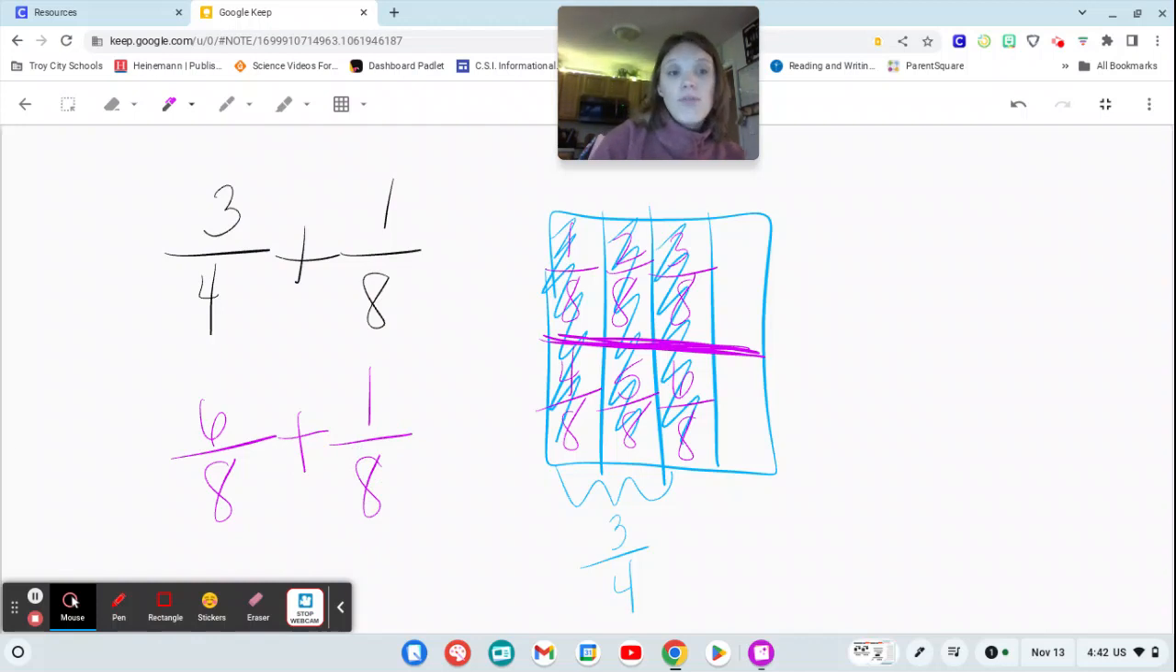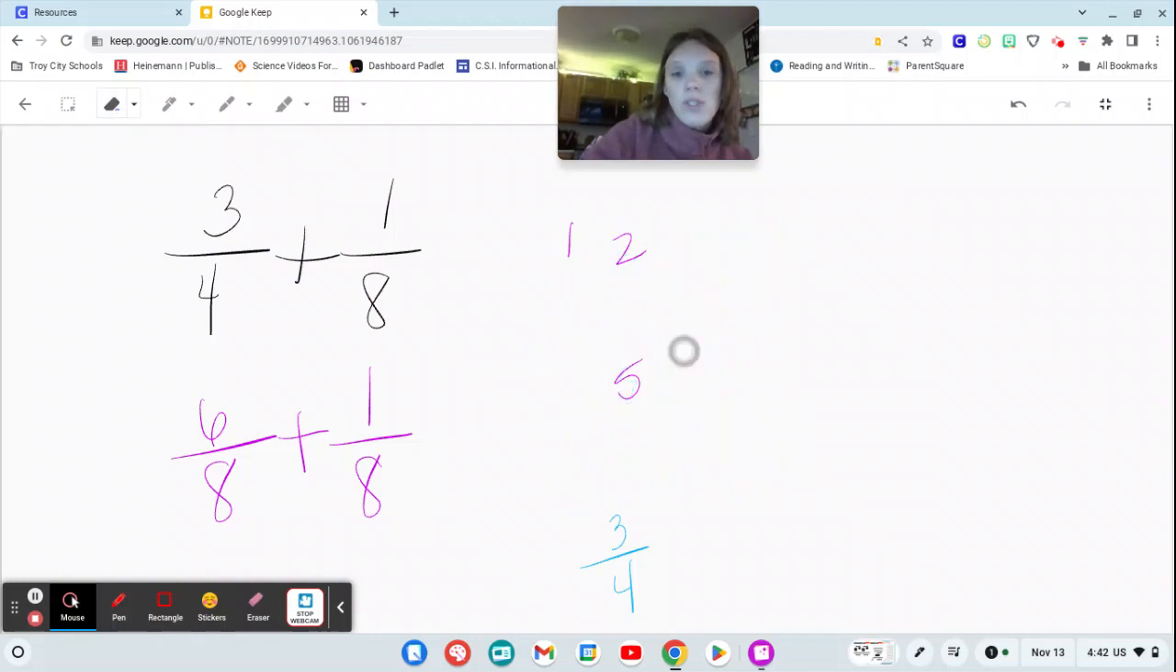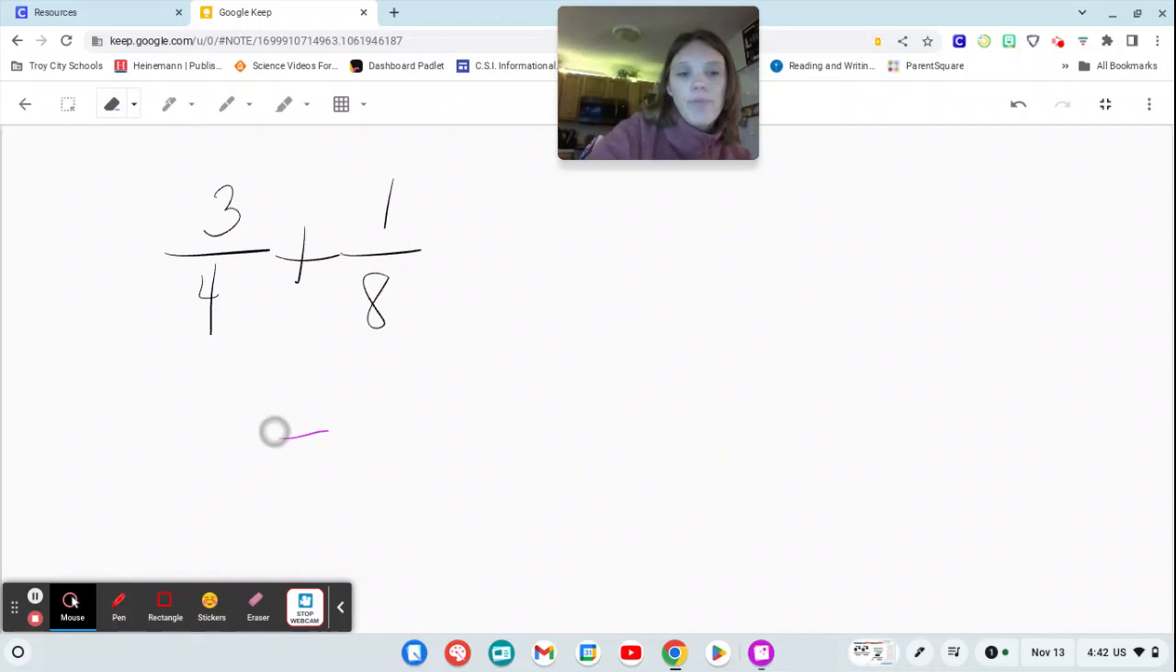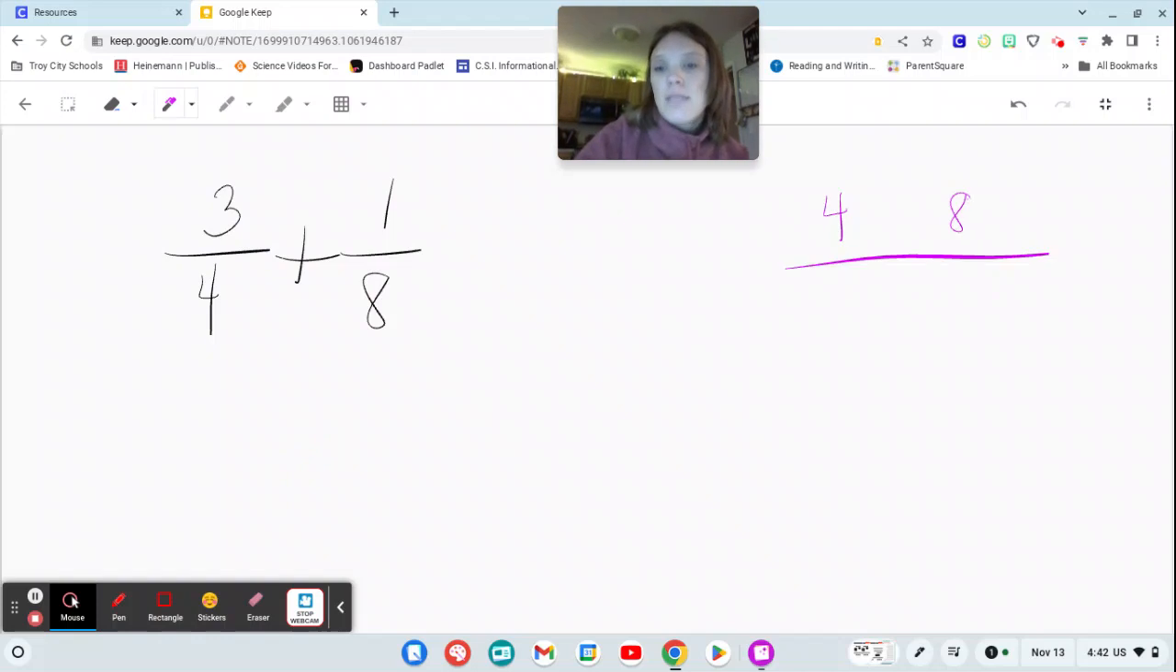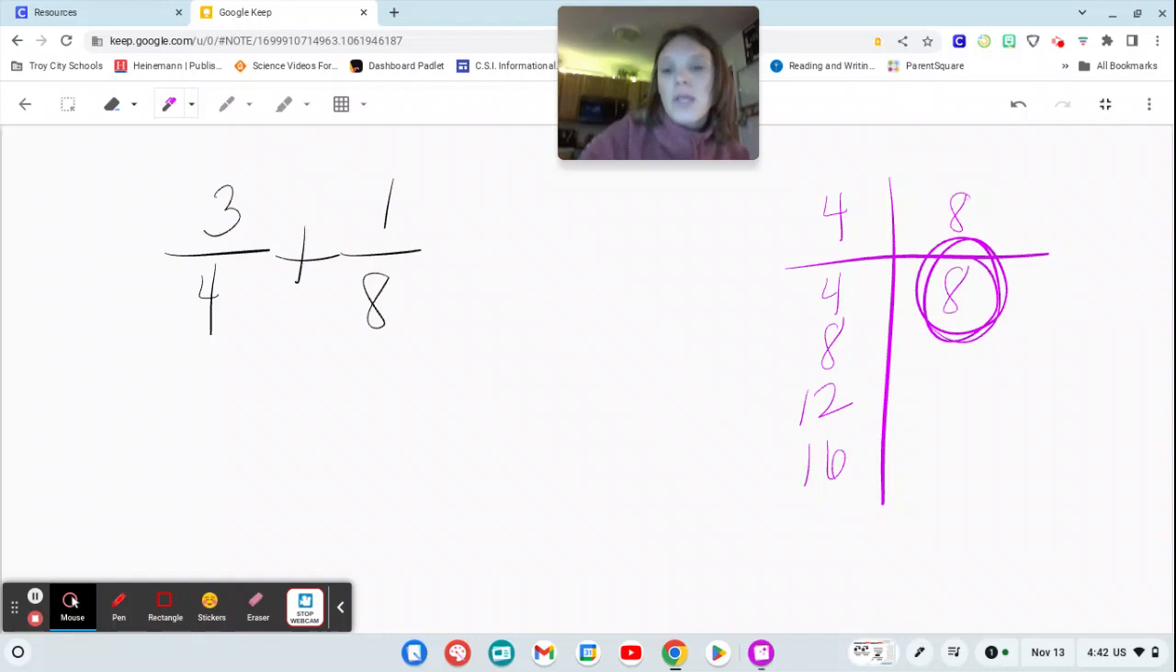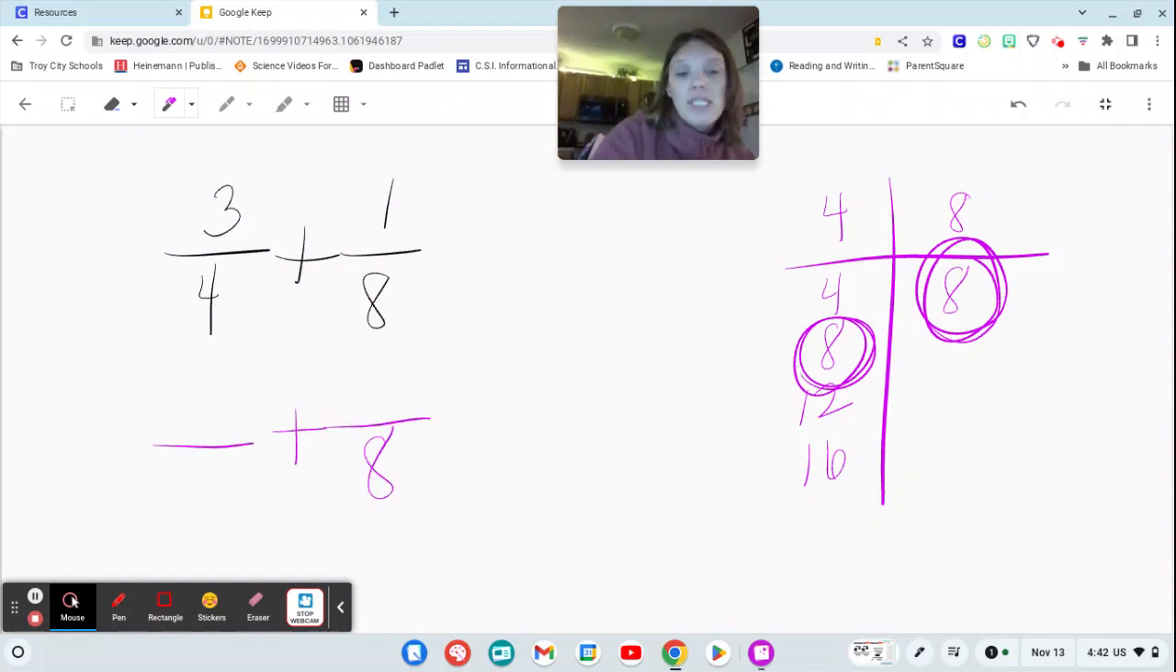We can also solve this numerically using mental math. So I'll take away the model. You'll notice we get the exact same answer, just without drawing a picture. So I'll find my LCM when I list the multiples of 4 and 8. 4, 8, 12, 16. And I'm going to stop here because I have my number in common, my least common multiple. My least common multiple now becomes the common denominator.